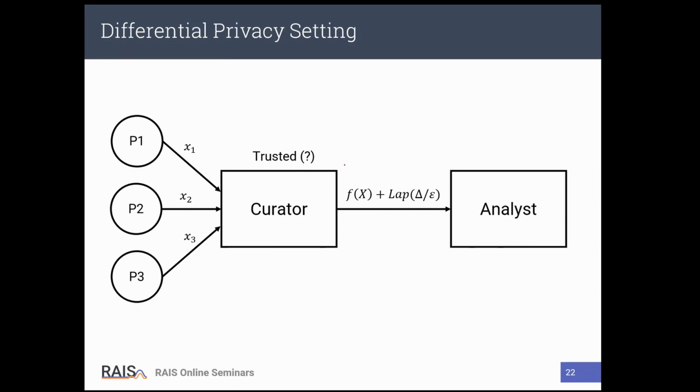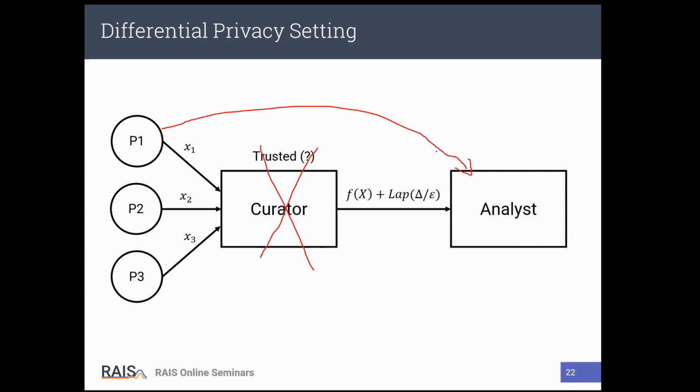But this doesn't really remove the problem, because it just moves the trust barrier from the analyst to the curator. Again, we need basically a trusted guy to whom we send the data. And this is not very feasible in practice most of the times, because why should we trust this guy instead of this guy? So what we want to do in our local differential privacy setting is remove the curator, and directly send something to the analyst.